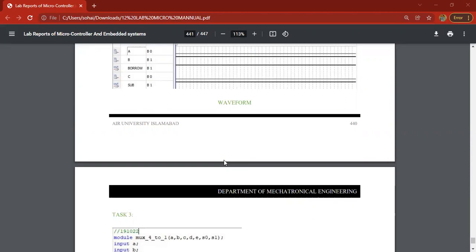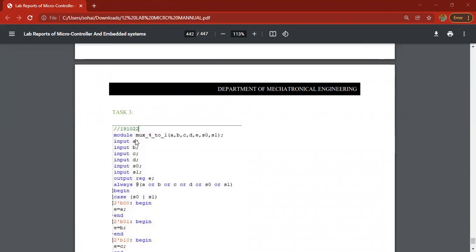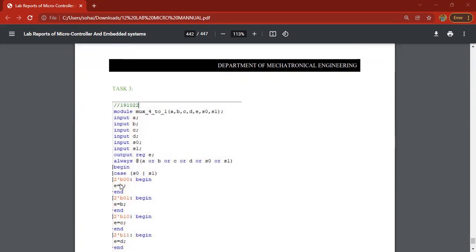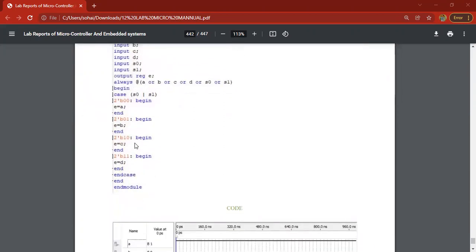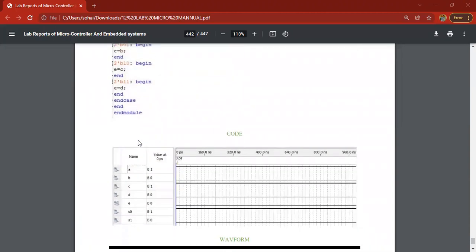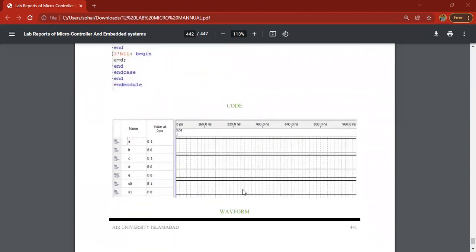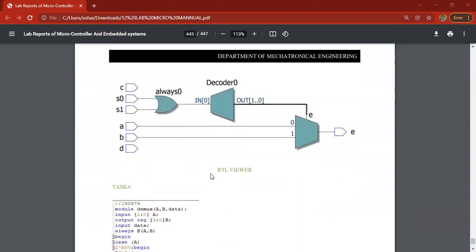So we are moving on to our task number 3, which is a mux with 4 inputs, 1 output and 2 selection lines. These are the 4 inputs and 2 selection lines, and one output is E. And this is the code for the mux. And this is the code, the waveform generated, and this is the RTL viewer.